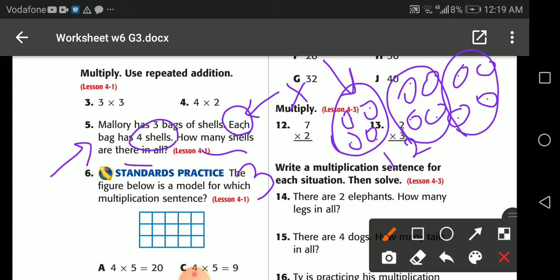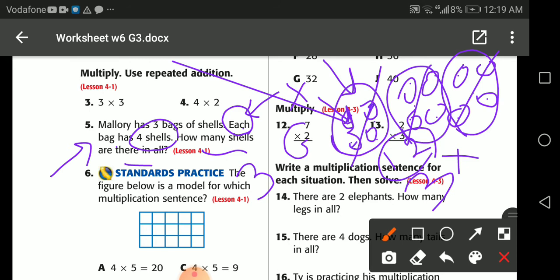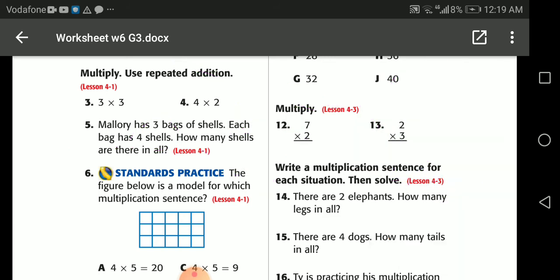They are 12. But remember, when I say groups, this means that we have how many groups here? 3 groups. 1, 2, 3 groups. Multiply what's inside. 1, 2, 3, 4. So 3 multiplies 4 gives me 12.